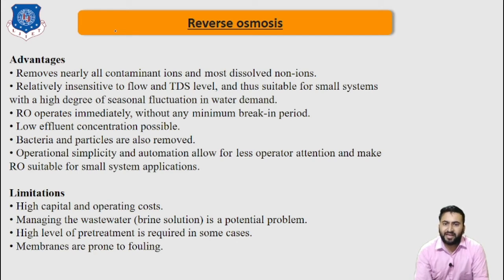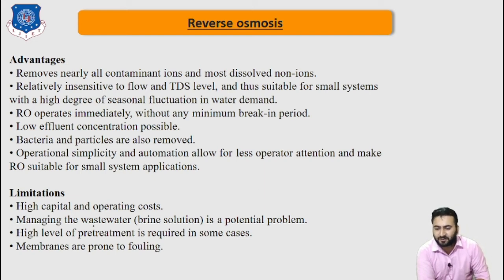Operational simplicity and automation mean less operational attention is needed for this plant, and it is suitable for small system applications. Now, what are the various limitations of reverse osmosis? Higher capital and operating costs are required for a large capacity plant. Then, managing the wastewater is a potential problem in reverse osmosis, right?